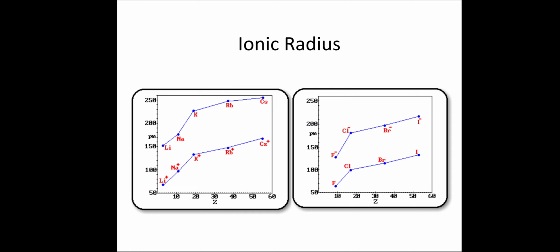But this is opposite for anions, because from a neutral atom, when an atom accepts an electron and becomes negative, the electron cloud expands, therefore the ionic radius is greater for anions. So cations are smaller compared to neutral atoms, and anions are bigger compared to neutral atoms.